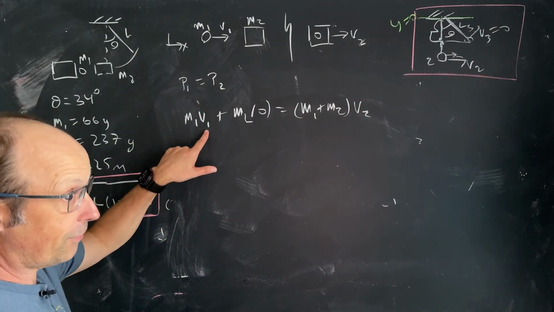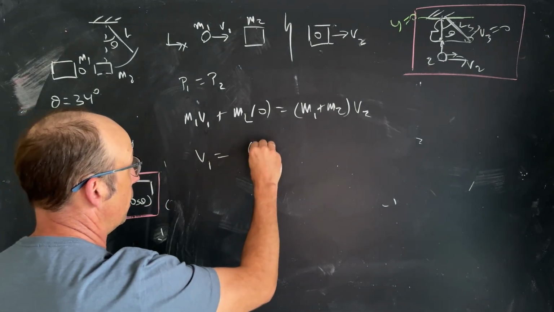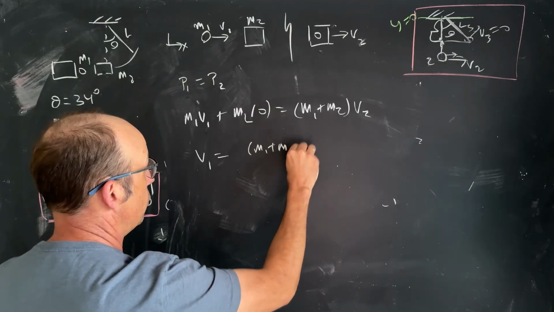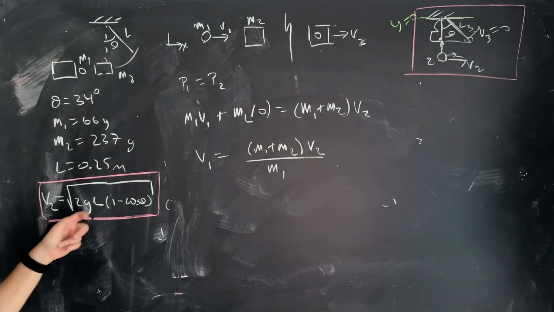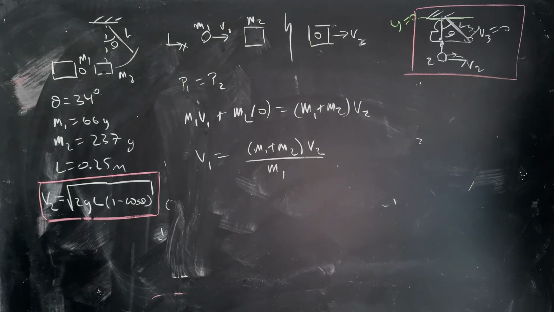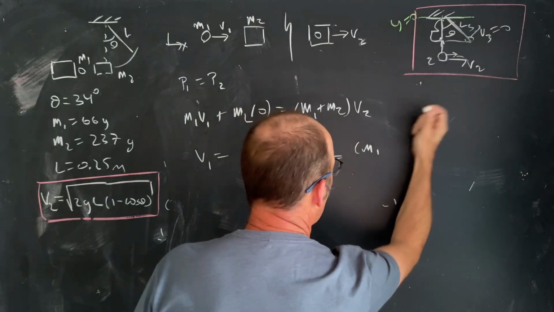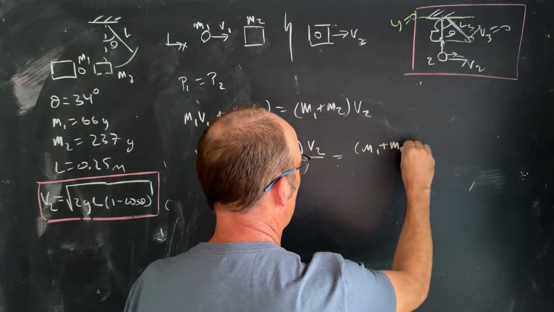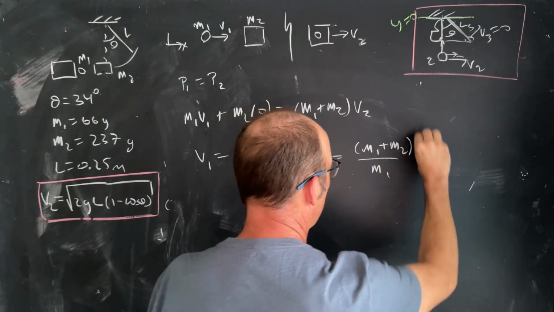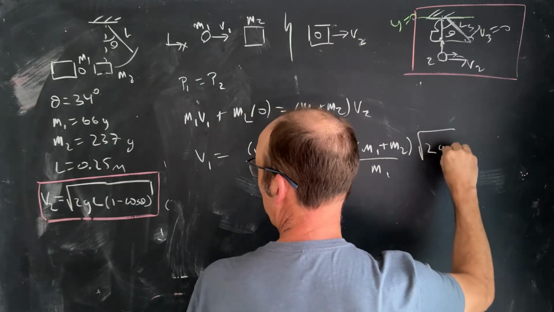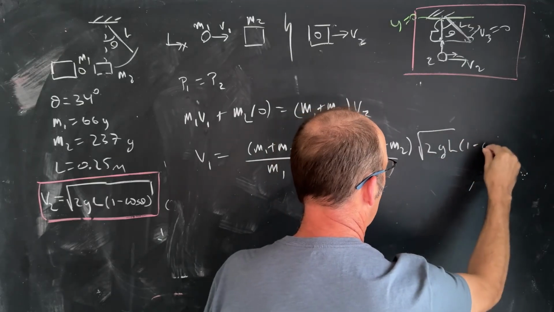Well, now I just have to solve for V1. That's not too bad. V1 is going to be equal to (M1 plus M2) V2 over M1. And I know V2, so let's just put that in and get one giant expression: M1 plus M2 over M1 times the square root of 2gL times 1 minus cosine theta.